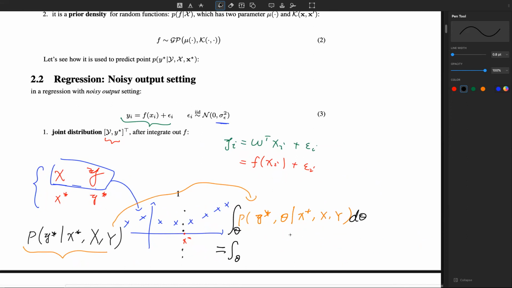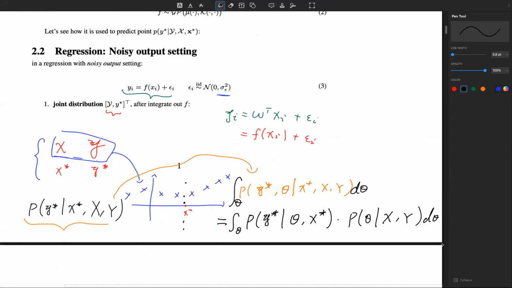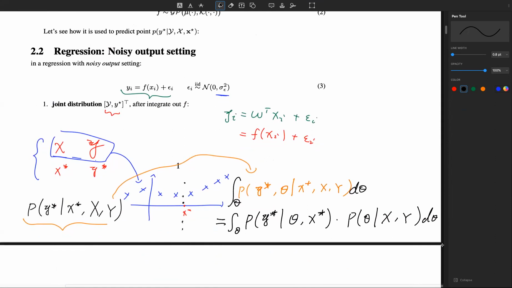You will write this out in terms of the likelihood and posterior. Yeah, that's essentially the Bayesian predictive, Bayesian prediction. You've seen that before, yeah?